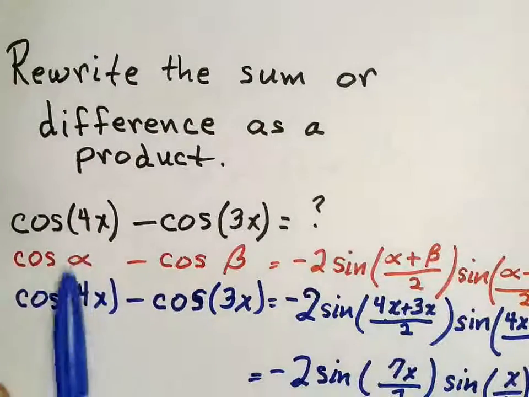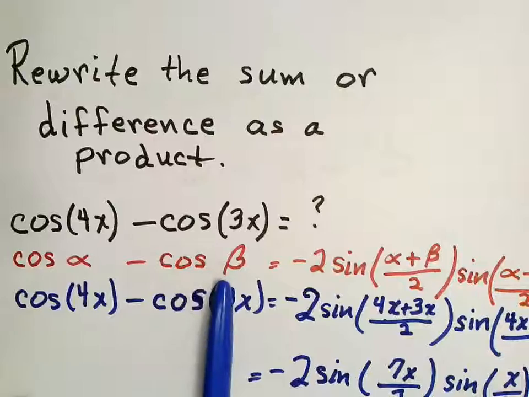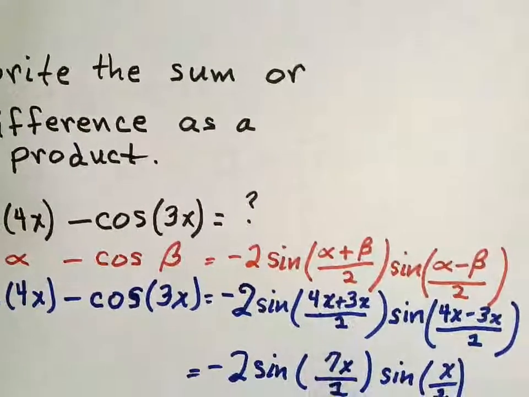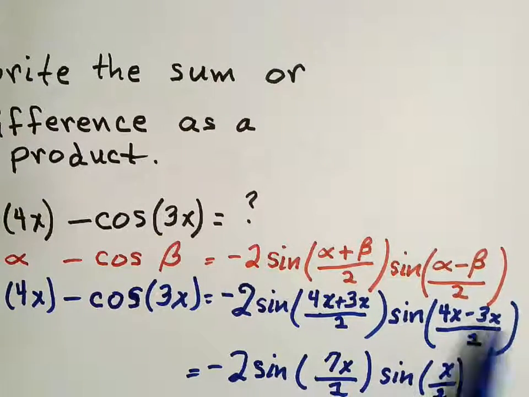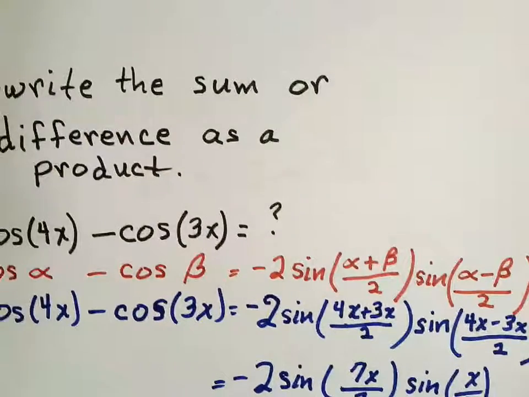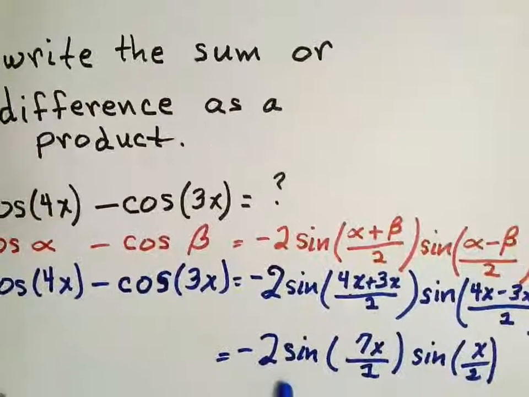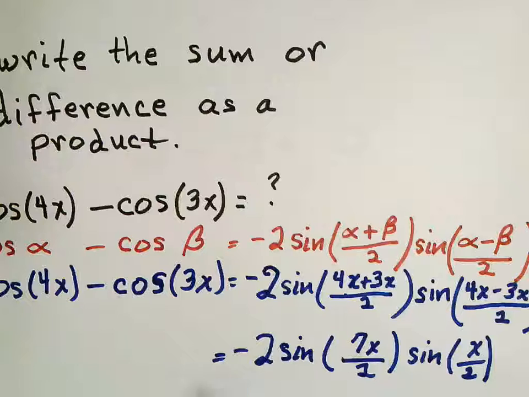Well, our alpha is 4x. Our beta is 3x. When we add them, we get 7x divided by 2. When we subtract them, we get 1x divided by 2. And here, this is our answer. This is just equal to what? A negative 2 sine of 7x divided by 2 times sine of x divided by 2. And we use a lot of these formulas to help us solve other problems in the higher mathematics. Let's look at another example.